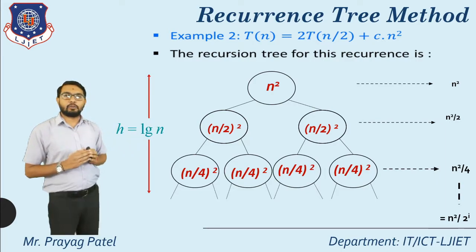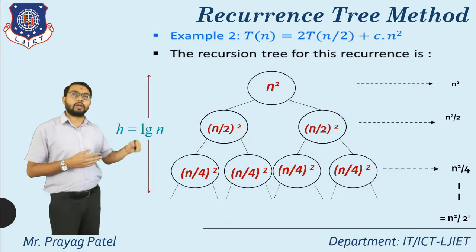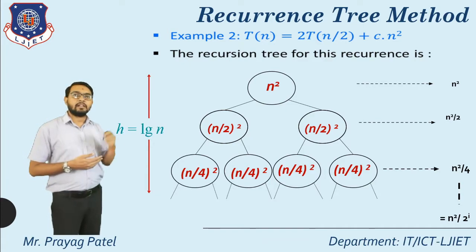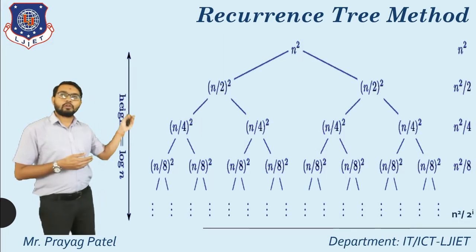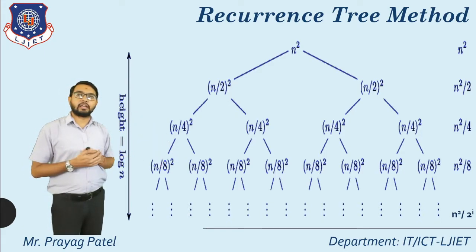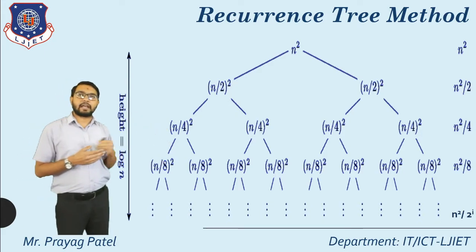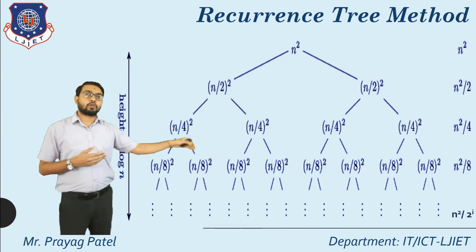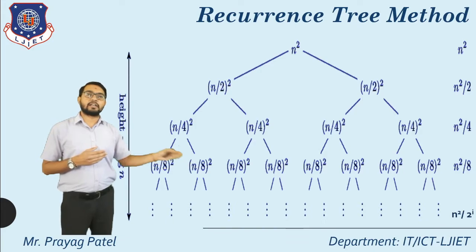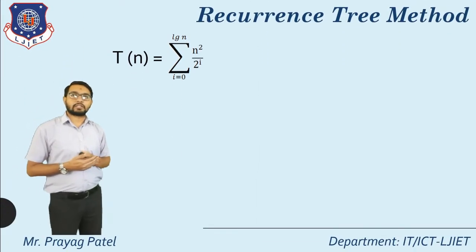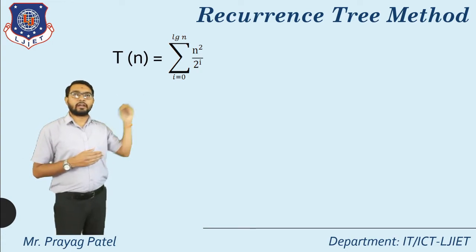Now what is the height of the tree? The height of the tree is log n base 2, according to our previous example. So here the height is also log n base 2. So this is a deeper expansion of the given tree. The next level is (n/8) squared plus (n/8) squared, like this. So the total cost for this level is n square divided by 8. Now solve this equation according to the recurrence tree method.